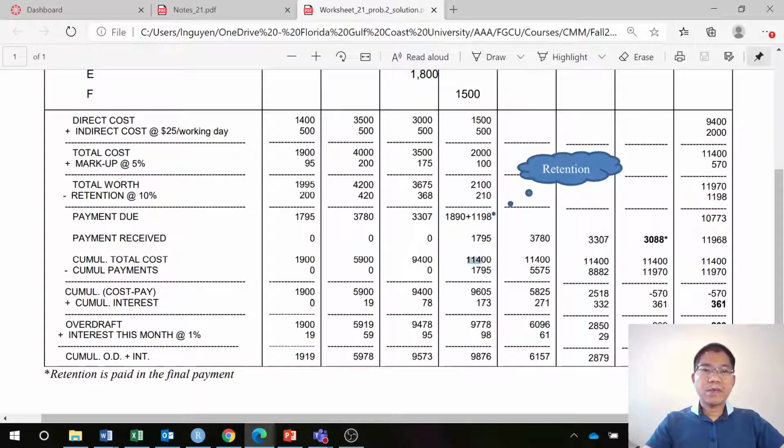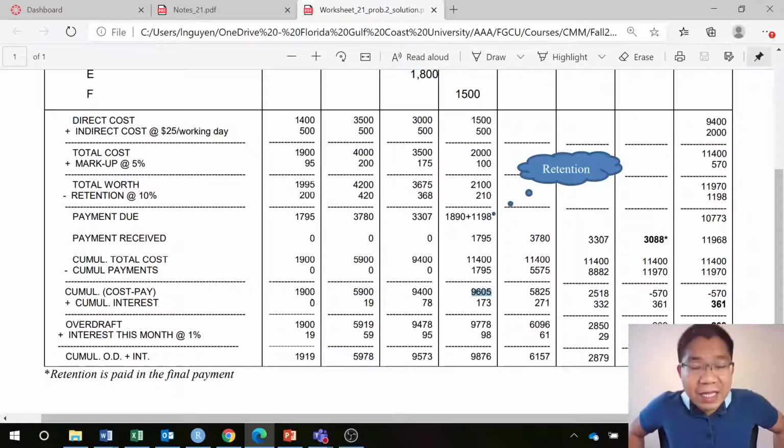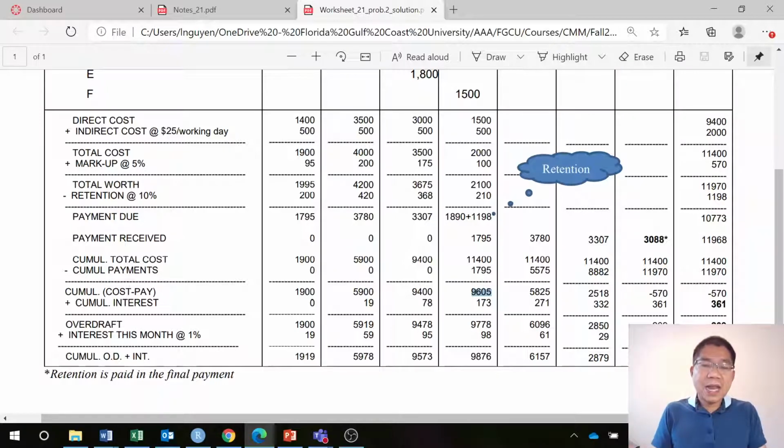In month number 4, you have costs 11,400,000 minus received so far 1,795,000, subtract, you get 9,605,000. That is the gap, the negative gap, because we already spent 11,400,000. We only received from clients 1,795,000. What does that mean? We have to pay the interest for that amount. So that's what you have here.